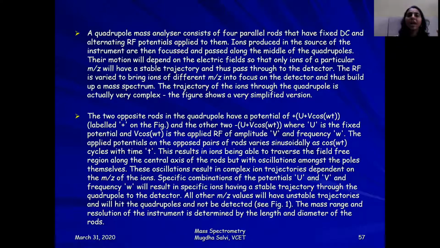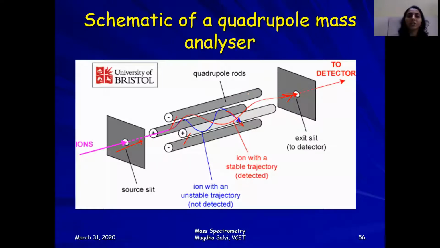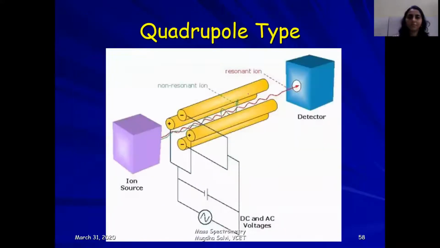The trajectory of the ions through the quadrupole is actually very complex. This figure is actually showing a very simplified version. Again, a similar figure.